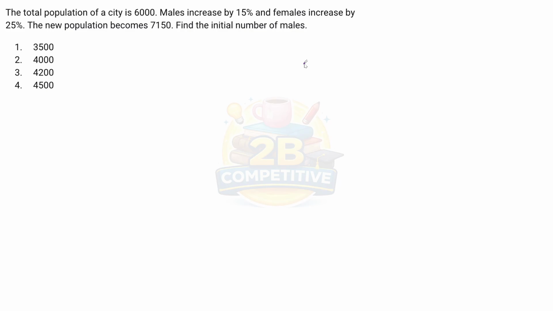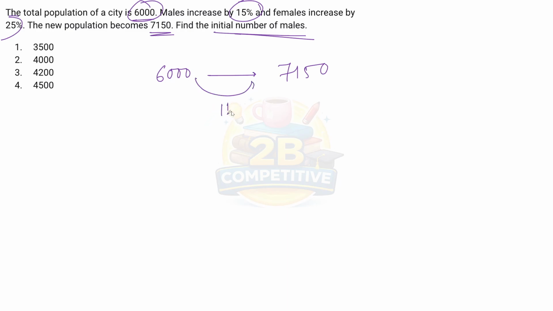Next one, total population of a city is 6,000. Male increased by 15%, female increased by 25%. New population becomes 7150. Find the initial number of males. Now let's see. Total population was 6,000. Now new population is 7150. So increased how many number? 1150.